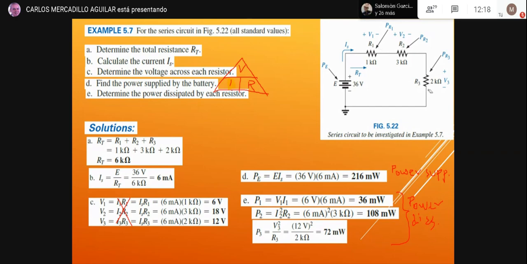across each resistor. And we have to verify, make the addition: 36 más 108 va a ser 144 y 72. Debe ser, seguro que va a dar los 216. ¿Okay?